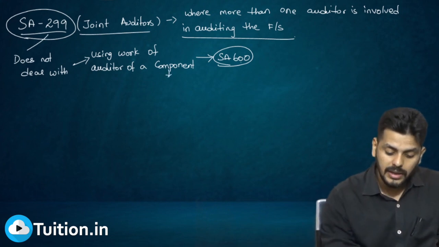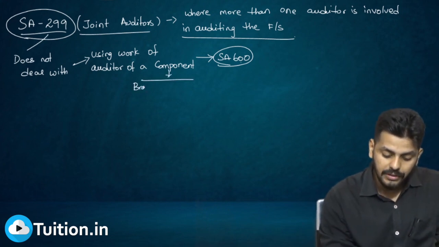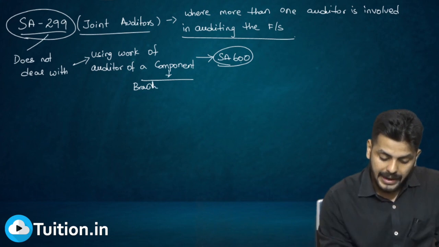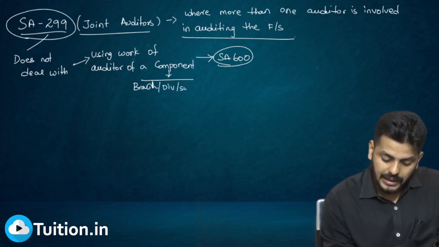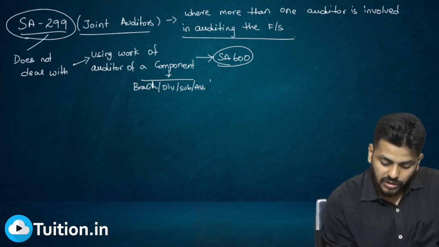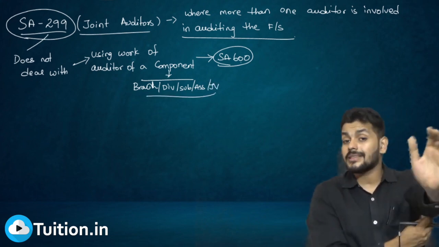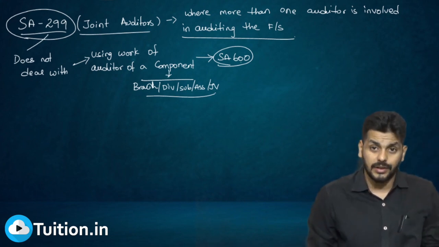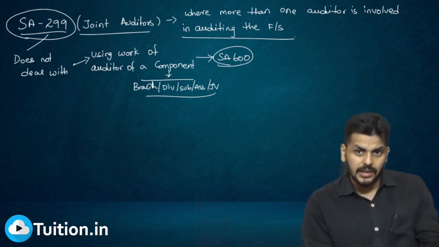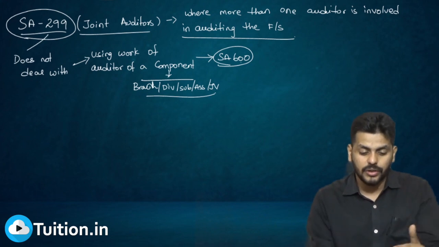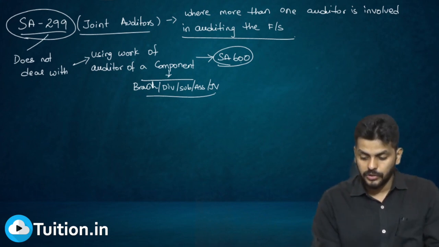Component here means the branch, division, subsidiary, associate and joint venture. This is what is discussed there. You can use the work of their auditors, but that is discussed in standard number 600. So standard number 299 does not deal with any of that. Standard number 299 deals straight with joint auditors' responsibilities.